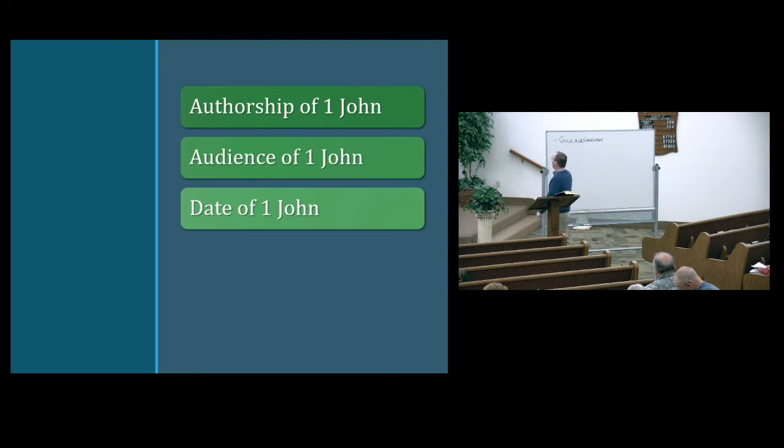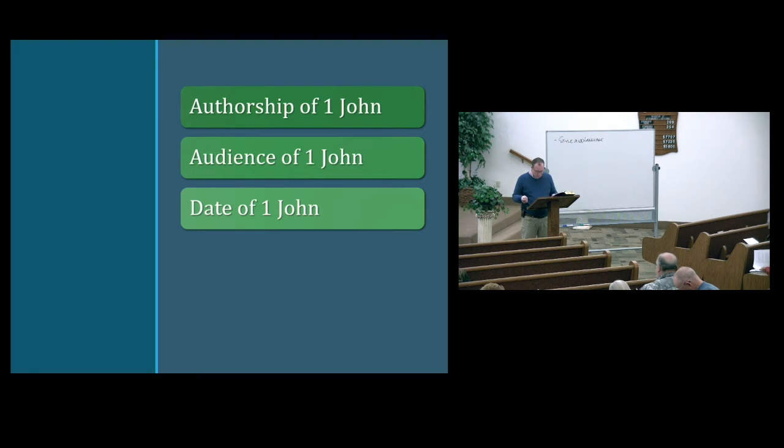The date of 1 John. If you have the notes there, the range I give is anywhere from AD 60 to AD 100. I'm not going to narrow it down any more than that. And if you want to know why, come back next week when we talk about Revelation. We really don't know. There's some things in John that it could be earlier or it could be later. We don't know for sure.